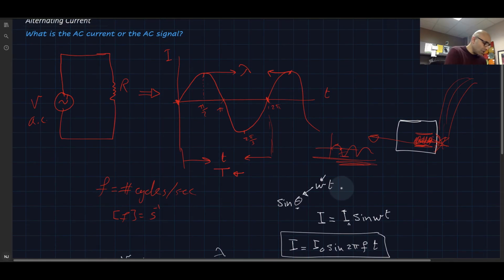I forgot to mention that this part here where the current is maximum, you can call it I naught, where I naught means maximum current.